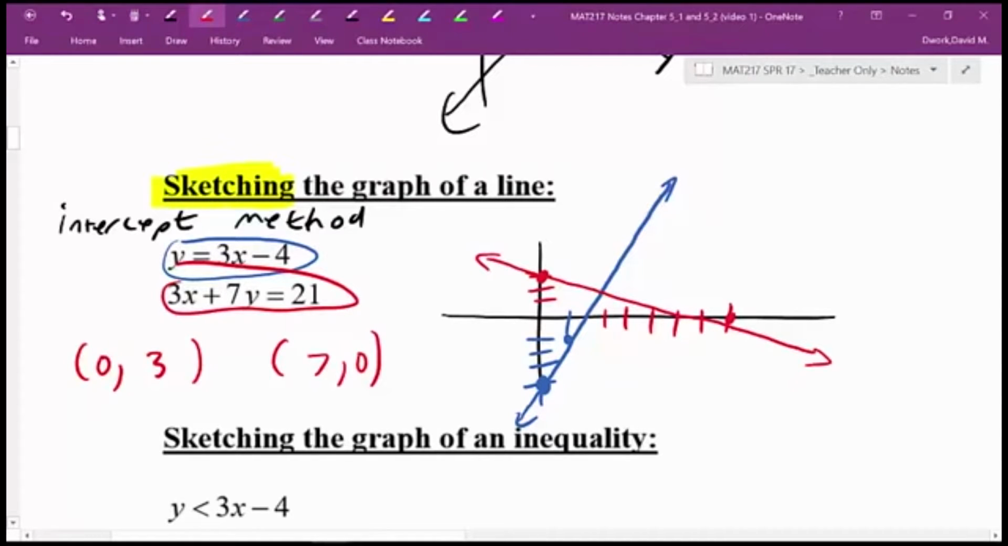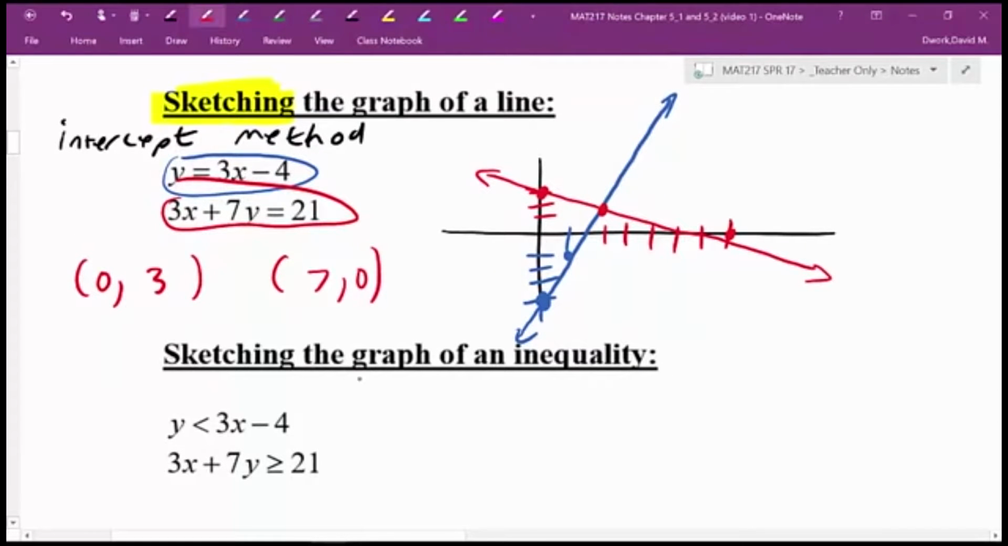And now we have an idea. We now know my graph intersects at some point around there. I don't know exactly where it is. It looks like it's somewhere between the x values of 1 and 2. But I don't really care. I've got the idea. Because now we're going to go to inequalities.